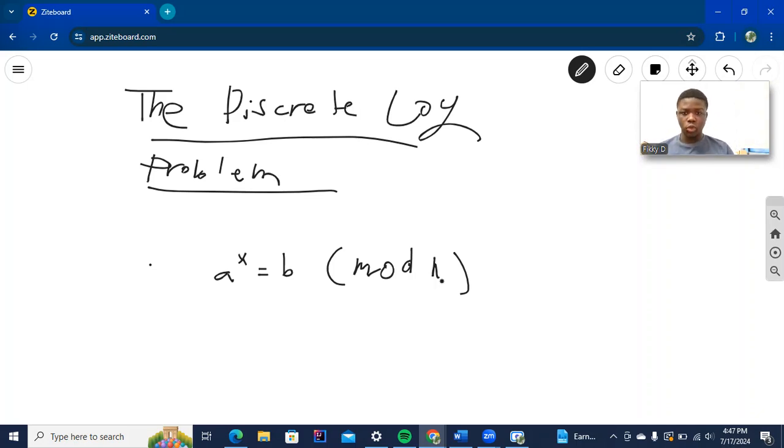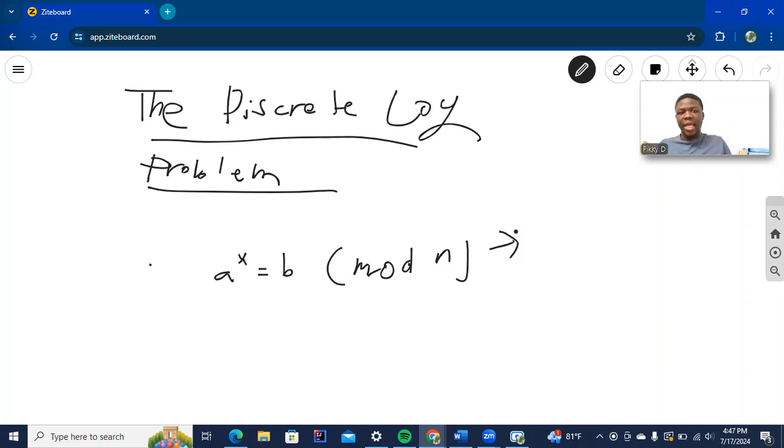The way that we remove those continuous features is by asking, what is a to the x equals b modulo n? This is why it's called the discrete log problem, because of this mod n. Modulo is a discrete, finite field. We're not dealing with something that's continuous, like a continuous function.